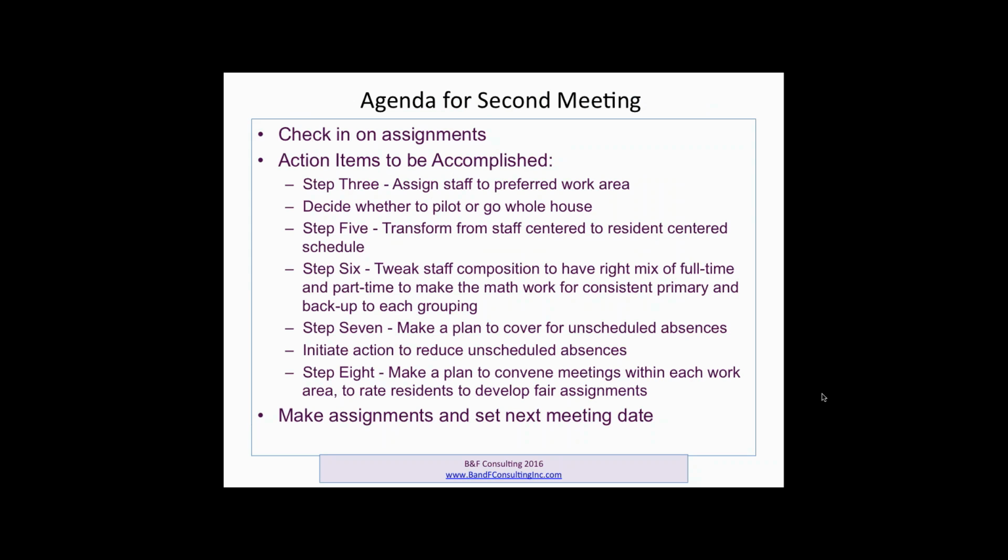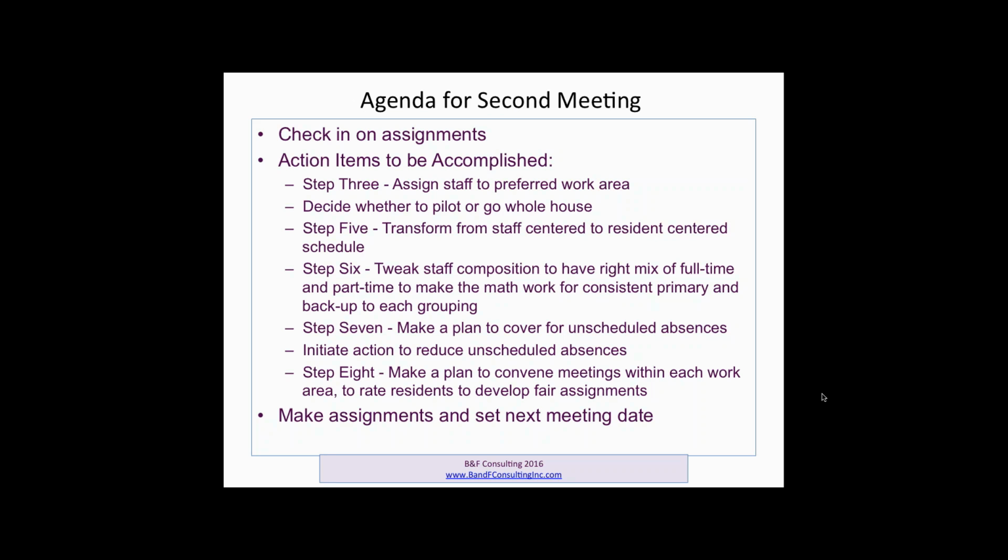Your agenda for the second meeting includes checking in on the assignments from Meeting 1. Be sure to give this the time it needs. Don't rush it. The information that people share will guide your process. The next part are your action items that you'll be accomplishing in this meeting.